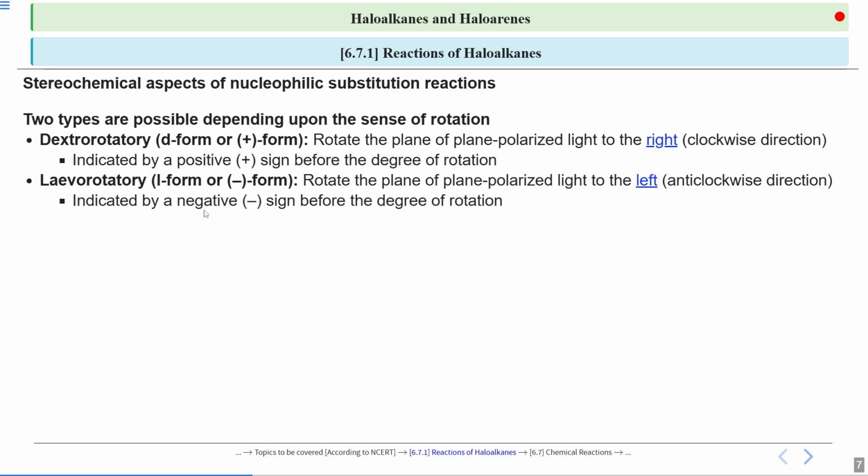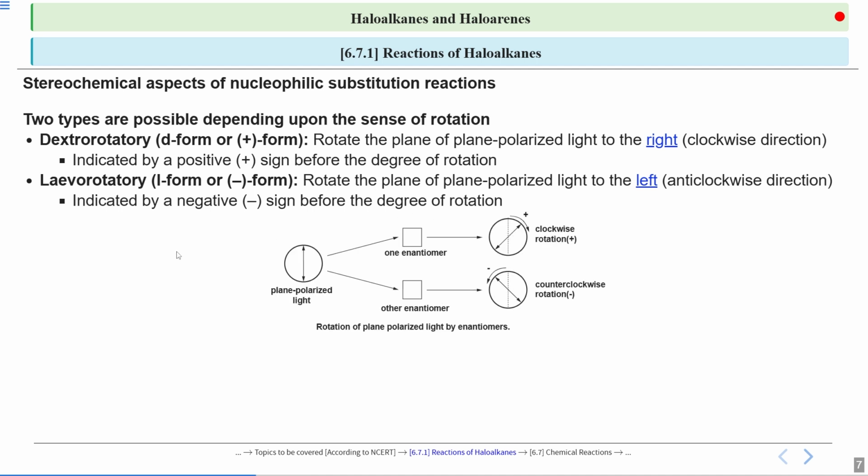This is indicated by a negative sign. You can put a negative sign for the levorotatory representation before the degree of rotation. So if you have a plane polarized light, you can get two types of compounds from it. That is one enantiomer, which is rotating the plane of plane polarized light in the clockwise direction. Also, you can represent it by a positive sign, so in the positive direction.